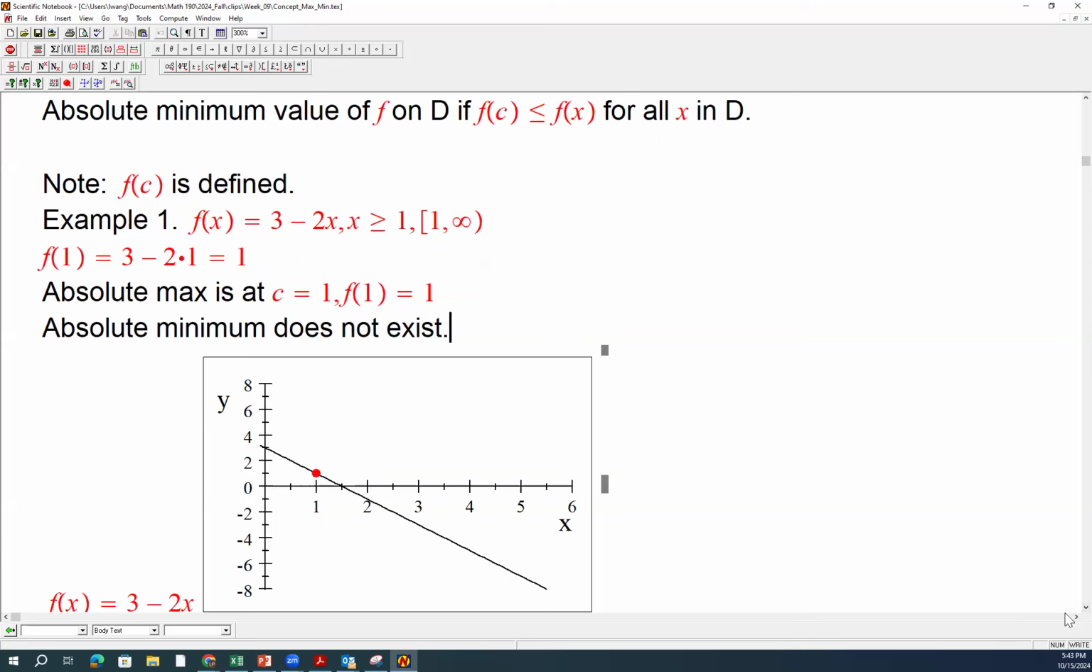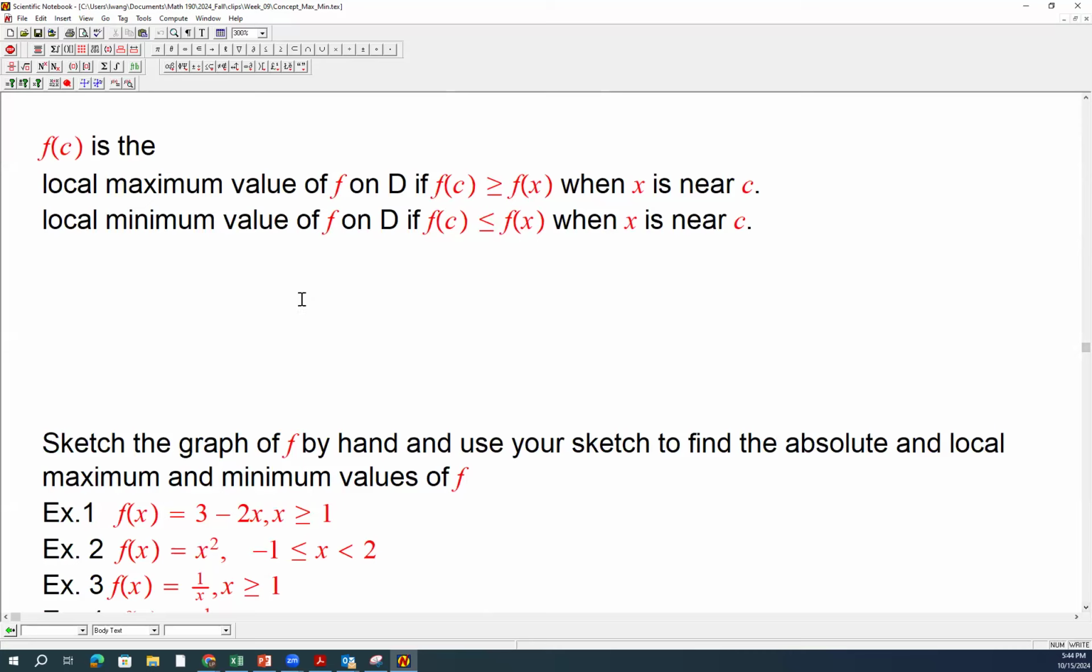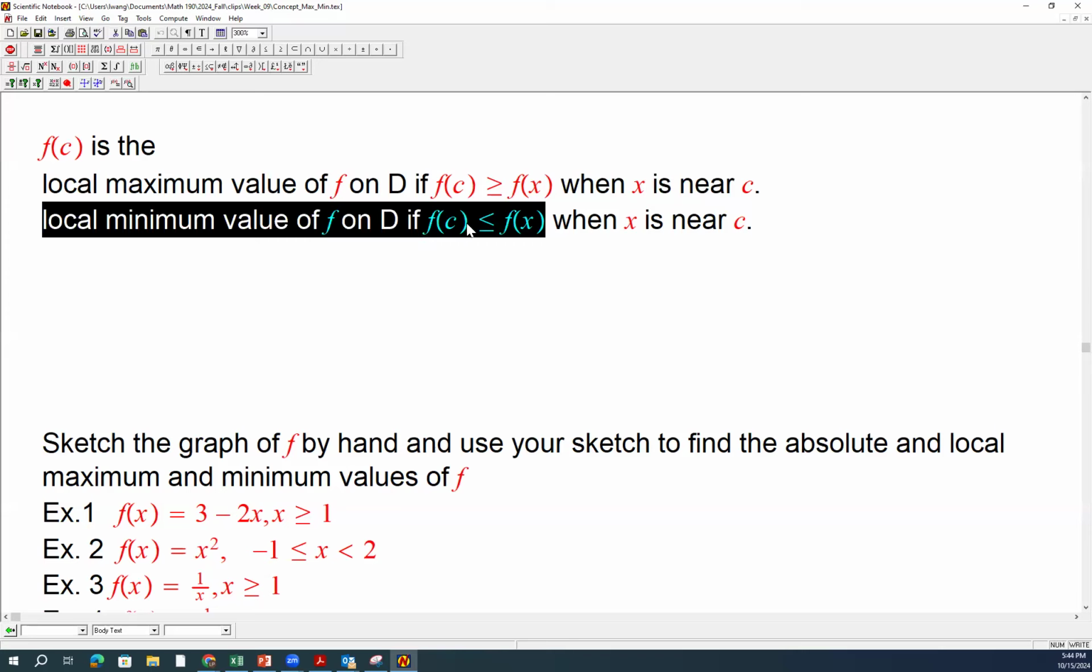Now let's look at local maximum and local minimum. Once again, a local max of f on D is where f of c is greater than or equal to f of x, where x is near c. We talk about this neighborhood thing, right? It doesn't ask us how near or how close. As long as there's a little neighborhood of c, that situation is called a local max. A local minimum is the lowest in a small neighborhood. How small, we don't have a definitive number, but as long as we have a little interval where it is true, then it's a local maximum or minimum.